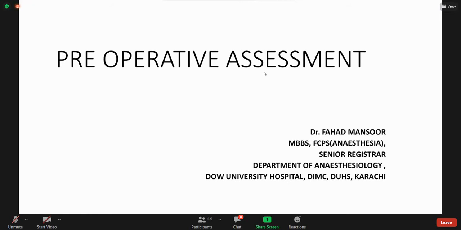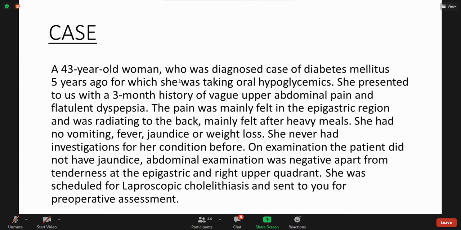So basically, what we are covering in the pre-operative assessment is, like, this is the case. I want you guys to go through the case and let me know what the diagnosis is here and which kind of surgery we will be performing on this patient.